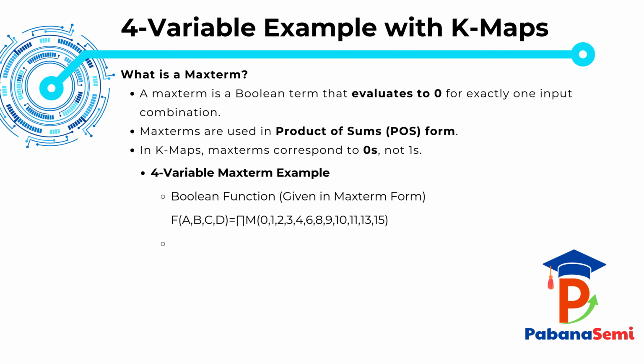4-variable max term example. Now, consider this. The Boolean function is given directly in max term form as f of a, b, c, d equals pi m of 0, 1, 2, 3, 4, 6, 8, 9, 10, 11, 13, and 15. This notation signifies that the function output equals 0 for all of these specified input combinations. Conversely, the function output equals 1 exclusively for the remaining combinations.